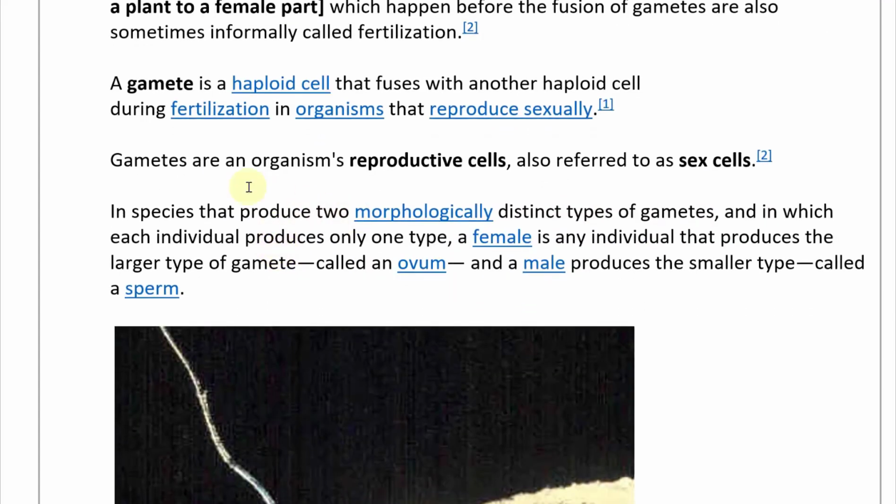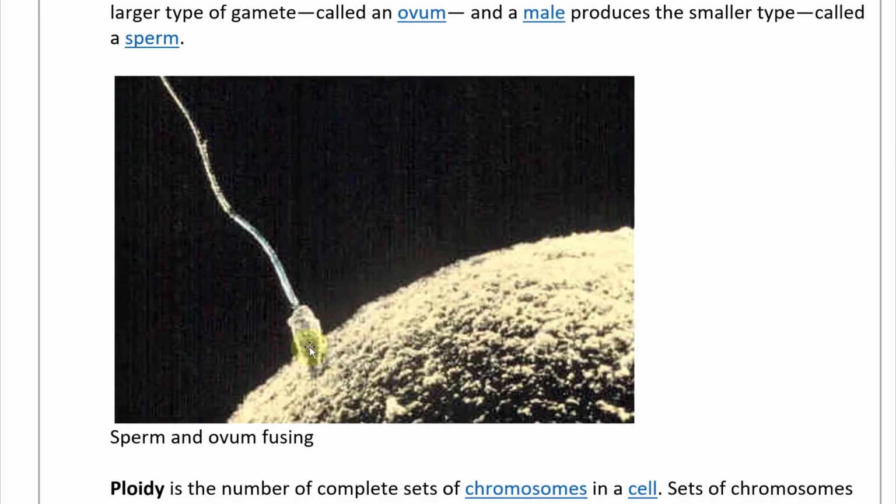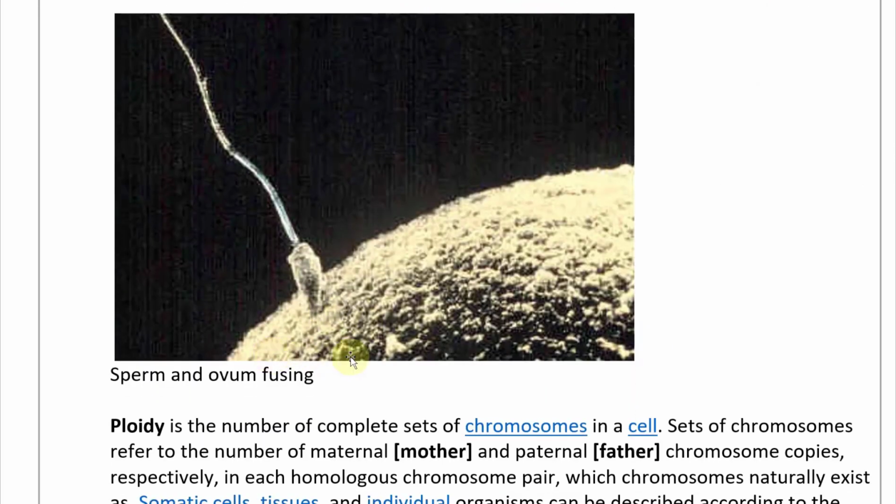So, more information on gametes and haploid cells. In species that produce two morphologically distinct types of gametes, and in which each individual produces only one type, a female is any individual that produces the larger type of gamete, called an ovum, and a male produces the smaller type, called a sperm. So there's a sperm, there's the ovum. The sperm and ovum are fusing.